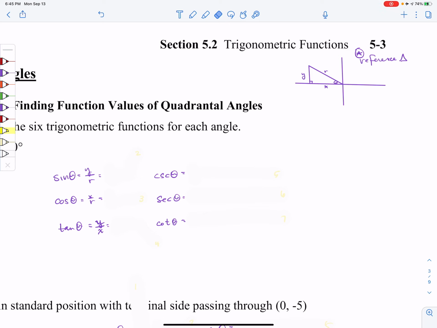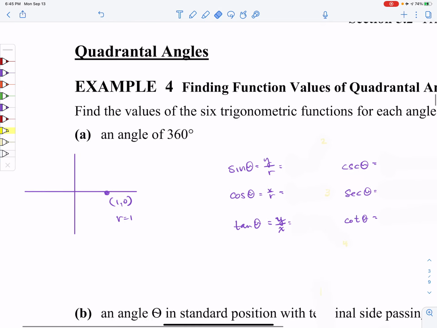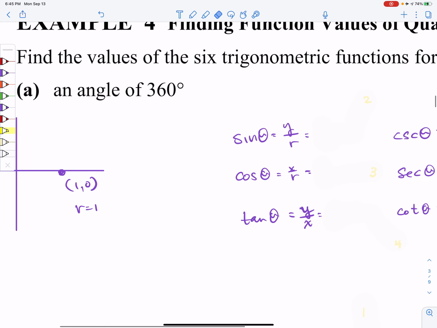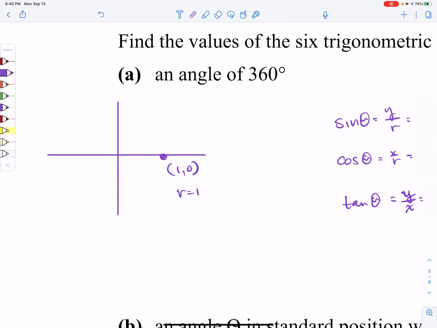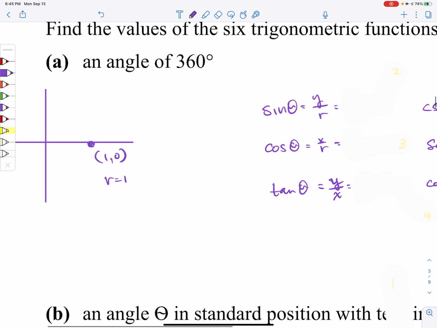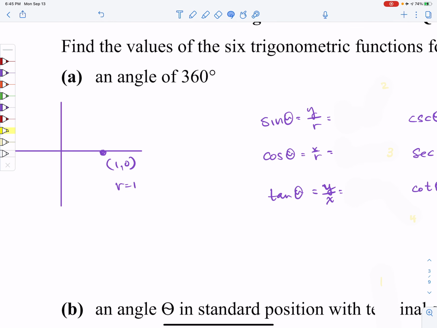So once I use the reference triangle to get those values, then I can take those values over to the picture I've drawn. So notice that my y value is 0. My radius is 1. Now, how do I know my radius is 1? Well, if I had drawn a circle, my radius would have been 1 on this circle. Okay, so I'm going to say then that my y over my r is going to be 0 over 1. Well, 0 over 1 is the same thing as 0.